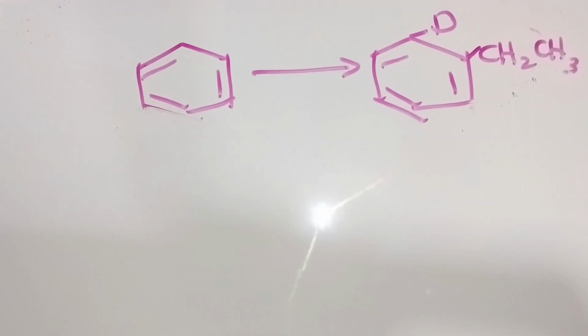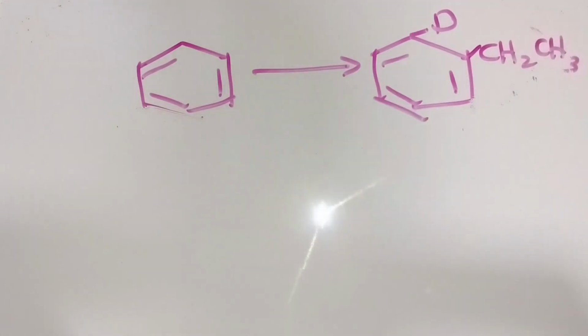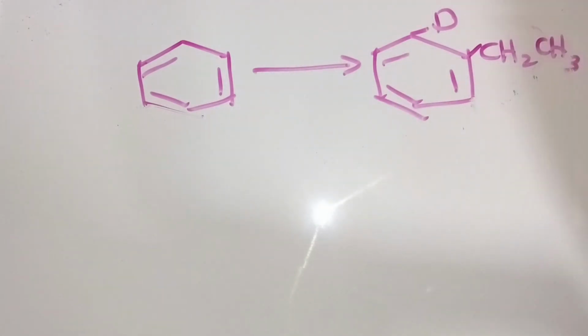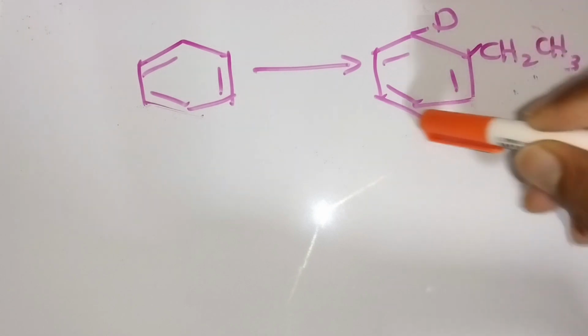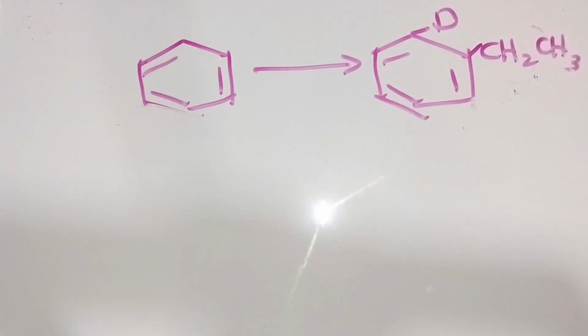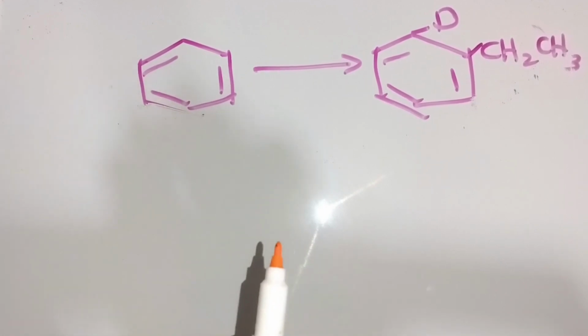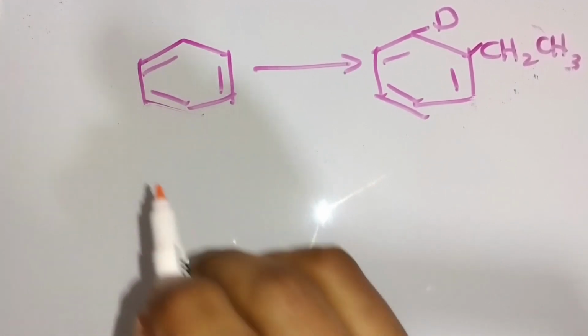Hello guys, in this video we are going to solve this organic synthesis. First of all, I have to clarify what I am going to do. So I want to make a Grignard reagent and I have deuterium with an ethyl group on this benzene. So first of all, my first reaction should be making bromobenzene or chlorobenzene.